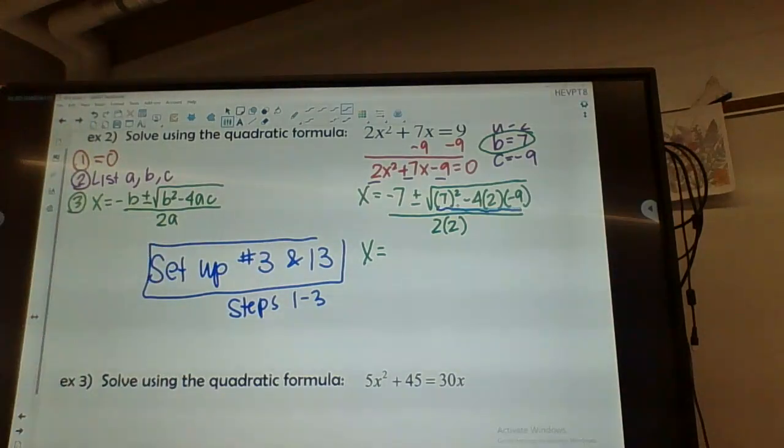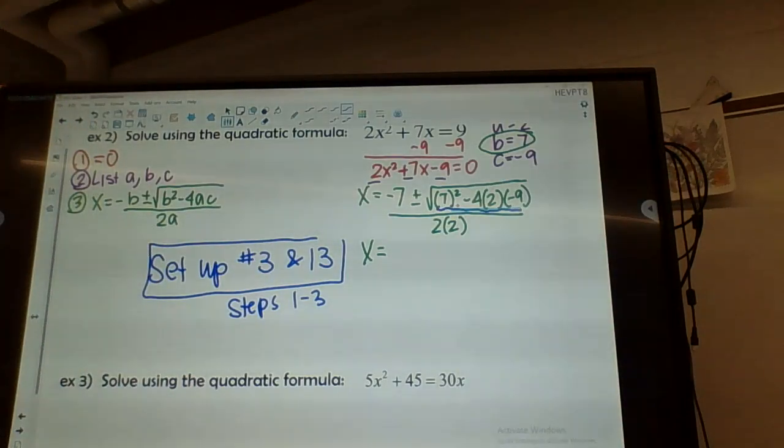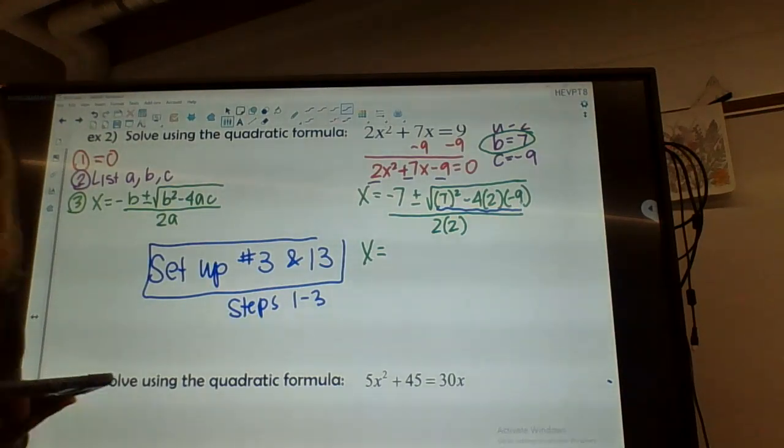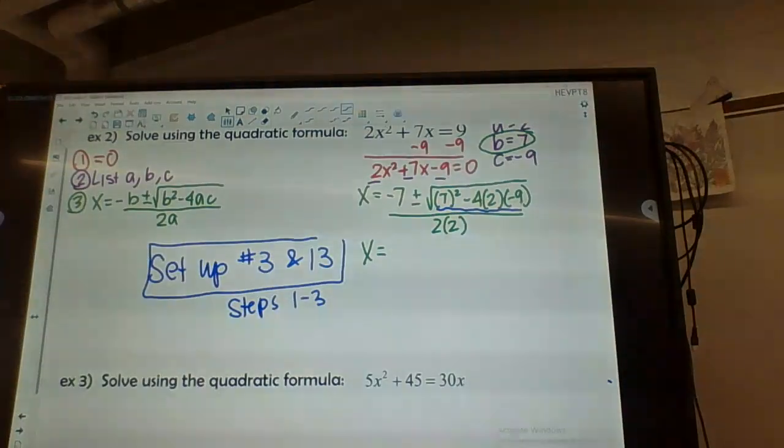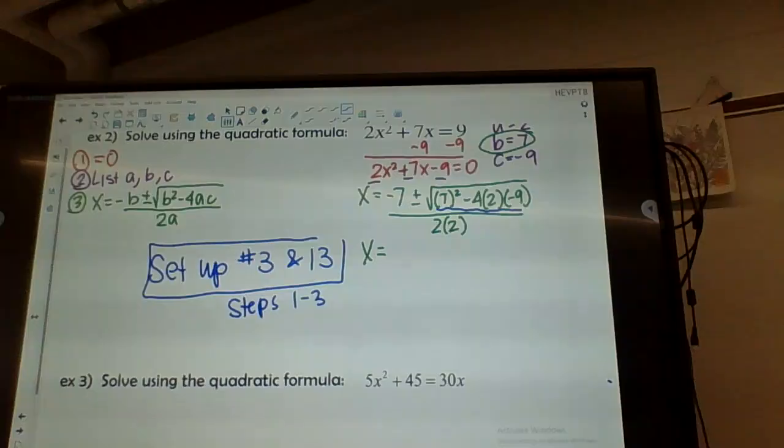The parentheses is fine though. Again, you're not listening to me, so we don't want to put the square root in, guys. We just want to do the 7 squared minus 4 times 2 times negative 9. And I'd like you guys to put that in your calculator and show me what you get.